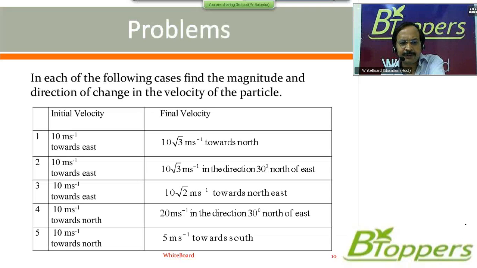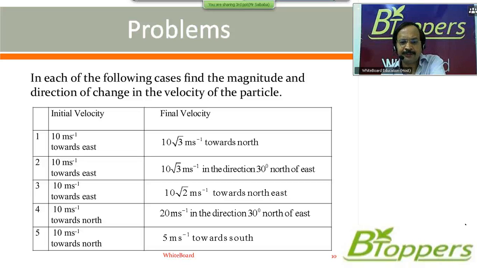For the next question, that is question number 4, the initial velocity is 10 meter per second towards north. The final velocity is 20 meter per second in the direction 30 degrees north of east. You may first copy all the answers also along with the problems so that you can try to do them yourself first.